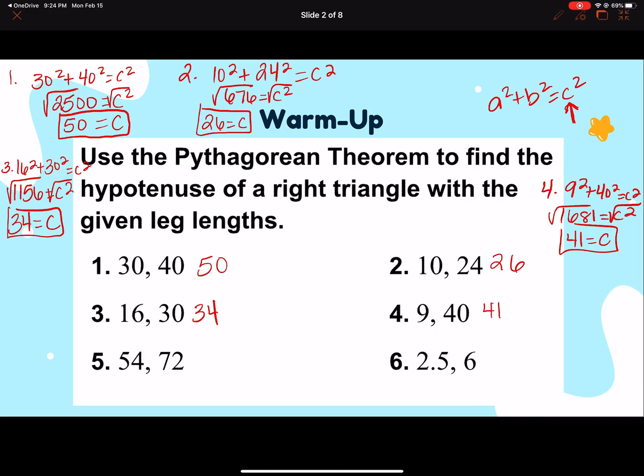Okay, number 5. 54 squared plus 72 squared equals c squared. When I square those and add them together, I get 8,100. And that's c squared, so the square root of 8,100, square root of 81 is 9, so the square root of 8,100 is going to be 90.